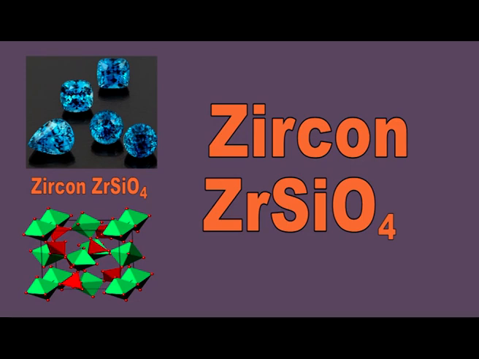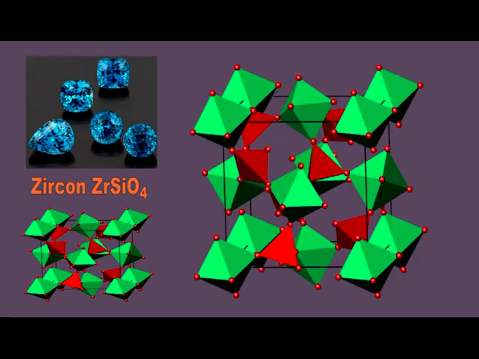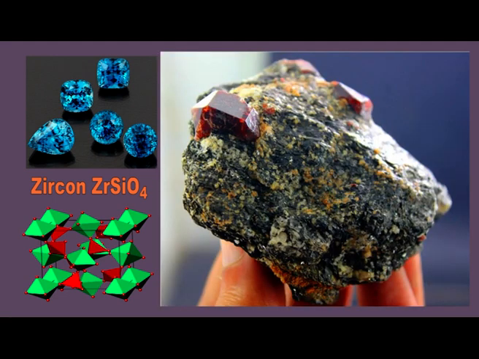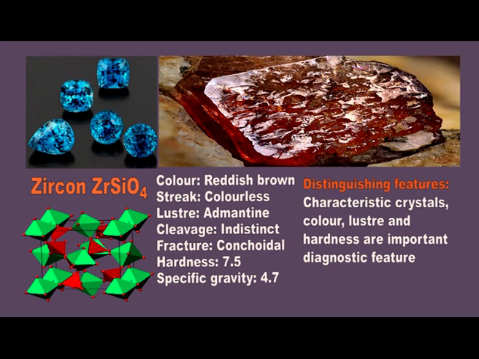Zircon, ZrSiO4. Thorium and uranium replace Zr and thus it is radioactive. Physical properties: crystal system tetragonal, forms prismatic tetragonal prism. Color reddish brown. Streak colorless. Lustre adamantine. Cleavage indistinct. Fracture conchoidal. Hardness 7.5. Specific gravity 4.7. Distinguishing features: characteristic crystals, color, lustre, and hardness are important diagnostic features.